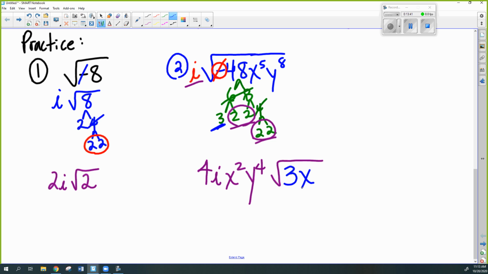Any questions, concerns, comments? Could we put the x and y in front of the i? Absolutely. In fact, I was getting ready to say, if this were a multiple choice question, I don't know where the i would actually fall, depending on who typed it up. It could fall anywhere as long as it's in front of the square root somewhere. Good question. All right, let me give you another one.